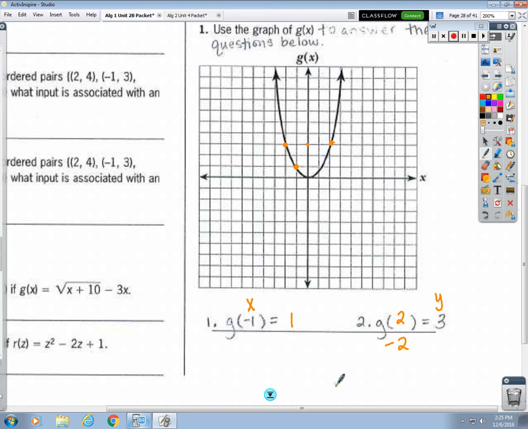Okay, now flip to page 28, and I want you to try those 2 problems on your own on page 28.